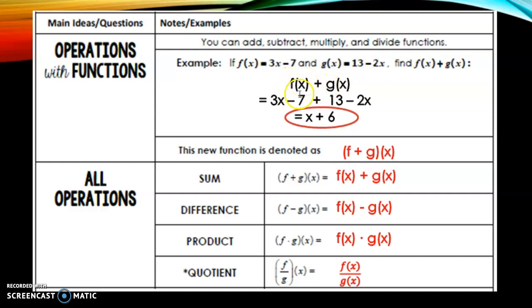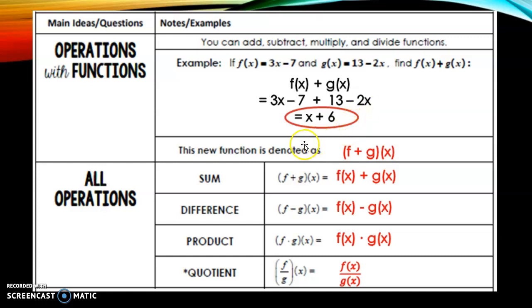Under the f of x, I'm replacing it. It is 3x minus 7. That is what the f function is. Bring down my plus sign, and then now it says g of x. G of x is 13 minus 2x. Well, if we're adding two functions with x, then really all we're doing is combining like terms. 3x minus 2x leaves 1x. Negative 7 plus 13, they're numbers by themselves, they're constants, that is positive 6. So that's all we're doing. We're going to simplify by using the operation to solve.